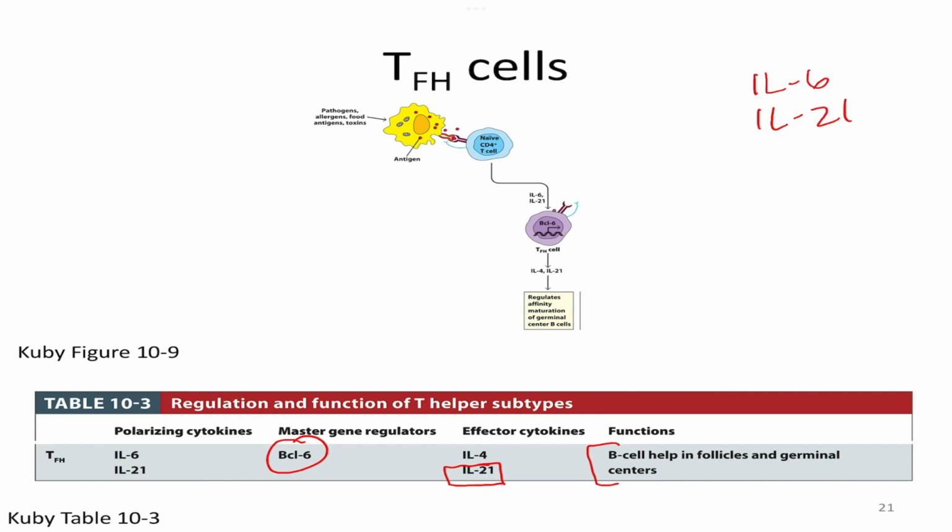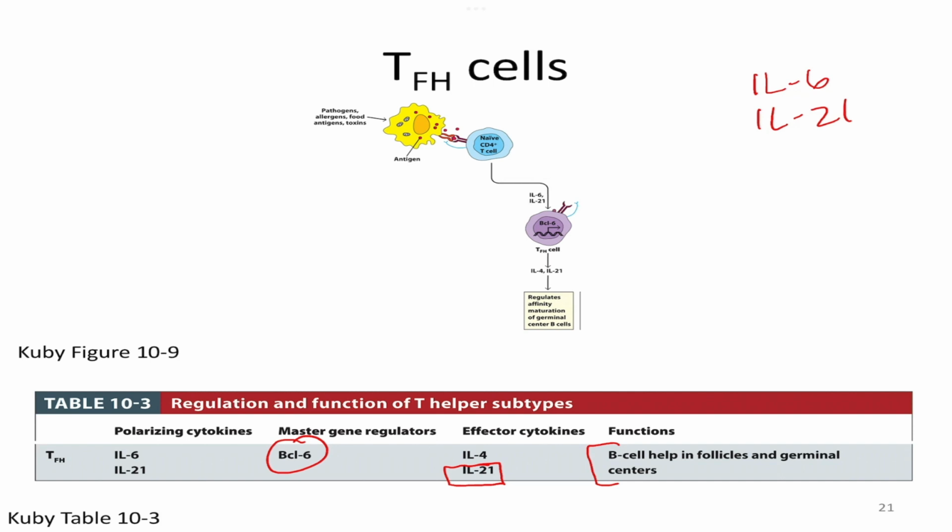B cells particularly receive help in a part of the lymph node, or a part of the secondary lymphoid organ, known as the follicle. And so these are the T cells that are providing help to B cells in the follicle. So TFH stands for T follicular helper. And this is also particularly important in a place called germinal centers.